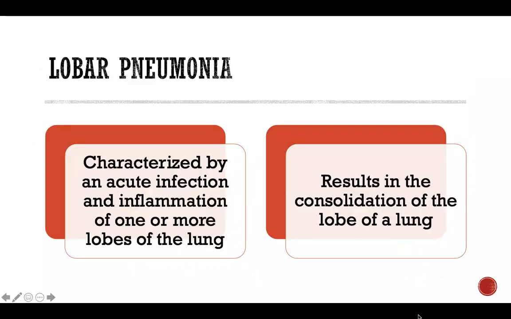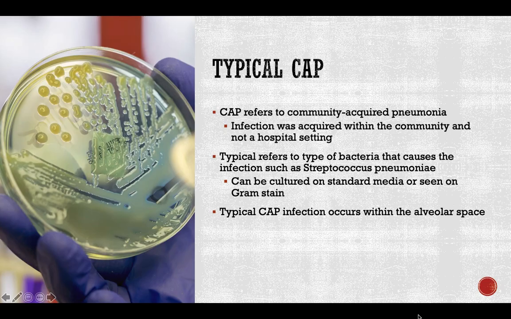So, lobar pneumonia. There are multiple different types of pneumonia. Specifically, lobar pneumonia is characterized by an acute infection and inflammation of one or more lobes of the lung, hence the name, which results in the consolidation of the lobe of a lung. Consolidation just refers to a buildup of fluid or solid within the lungs, which makes the function of the lungs go away, right? It's going to be harder to breathe, maybe coughing up some mucus, things like that, that I'll be discussing a little bit later.